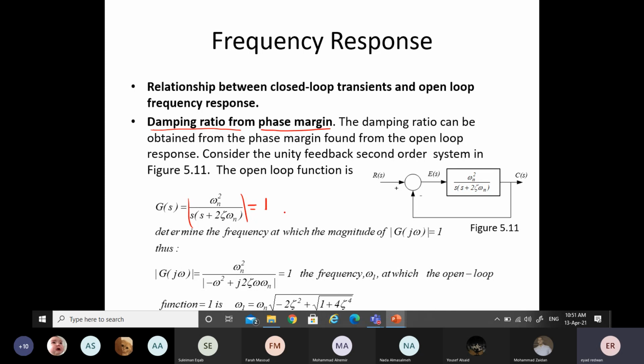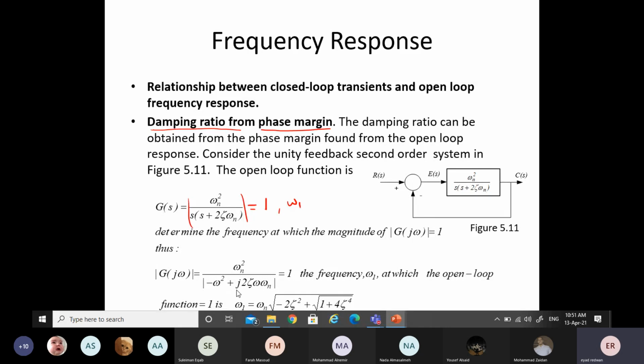If you solve it and find the omega that will make the magnitude equal to 1, which is omega 1, in other words, you can solve this equation and find that omega 1 equals this term, which is omega n times the square root of minus 2 zeta squared and so on. Solve this equation to find the value of omega that will make it equal to 1. Now this is the frequency at which the magnitude is equal to 1.